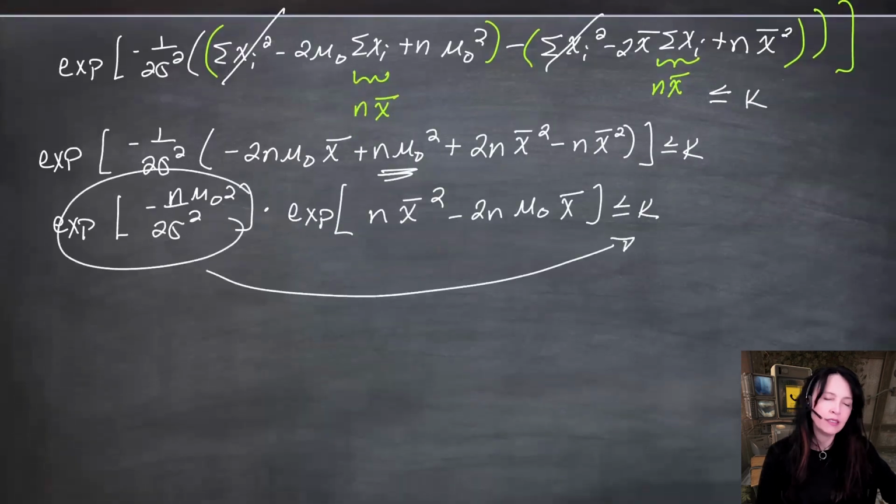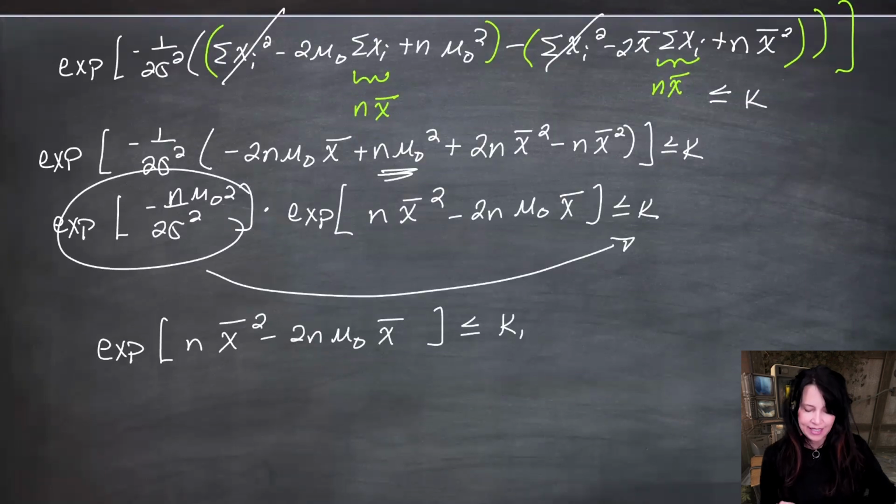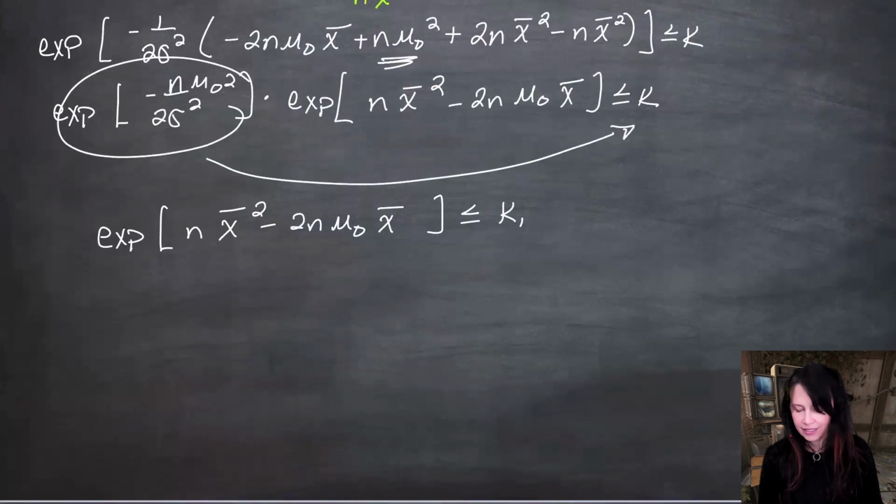Divide this to the other side. Whether that exponent is definitely negative, regardless, e to a power is never negative. So when we divide, we're dividing by something positive, and the direction of the inequality will be maintained. And we'll have some new constant here that I'll call k1, where k1 is k divided by that circled thing. It still looks a little tough because our x bar is in two places, in two statistics. But what if we combine them by completing the square?